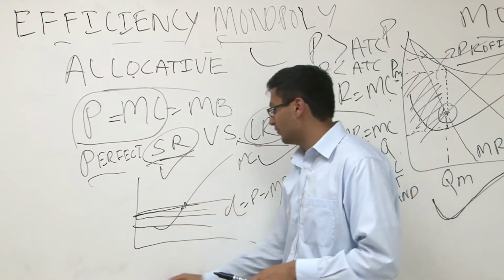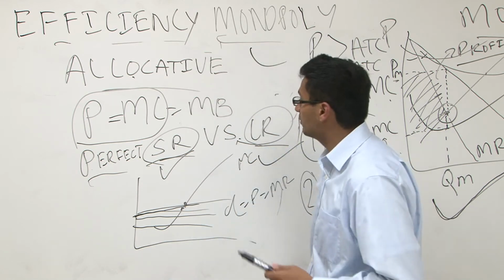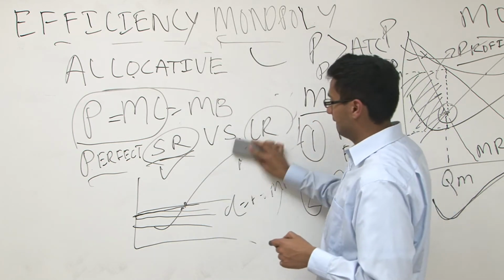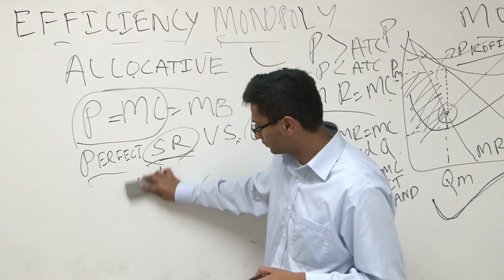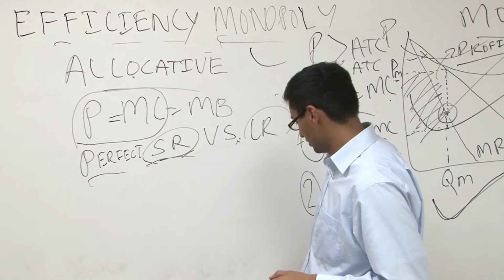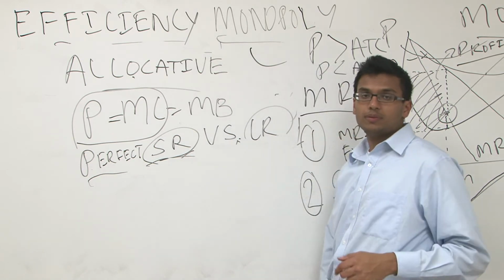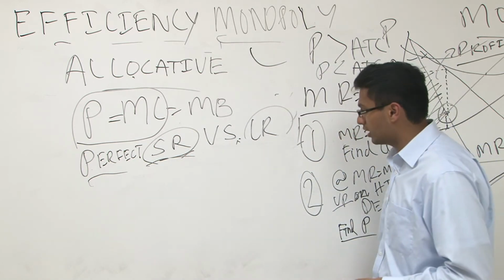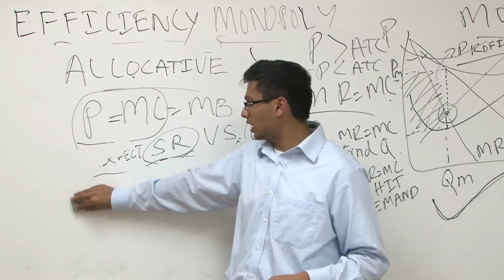All right, let's talk about allocative efficiency in the short run and long run in a monopoly. Okay, let's see. First of all, before I even start this off, we're not talking about a perfectly competitive firm, we're talking about a monopoly.